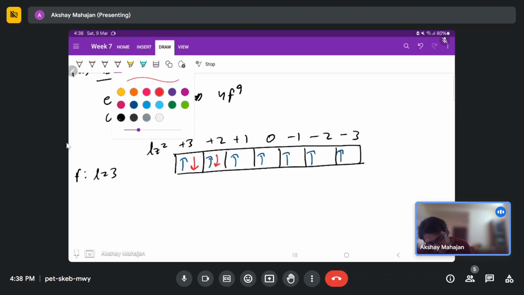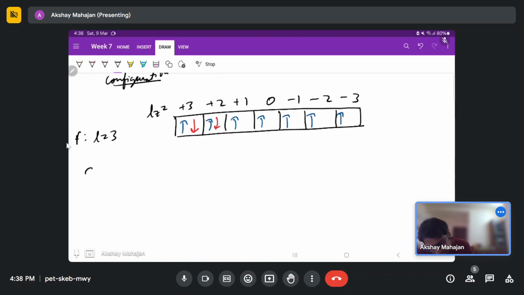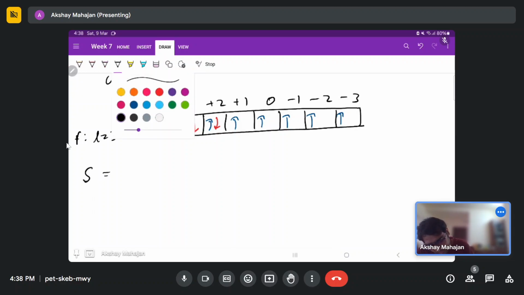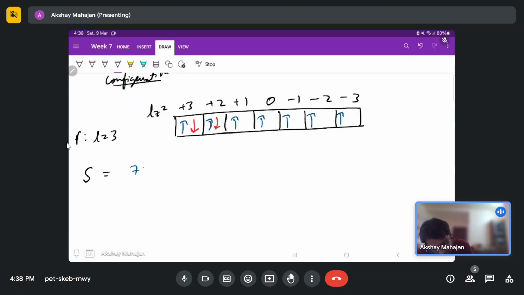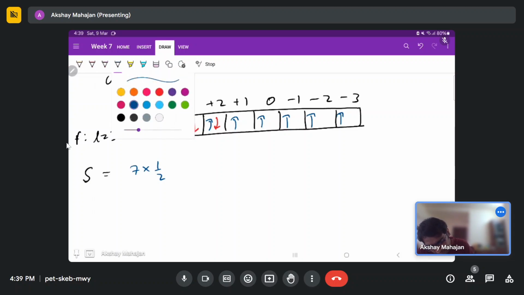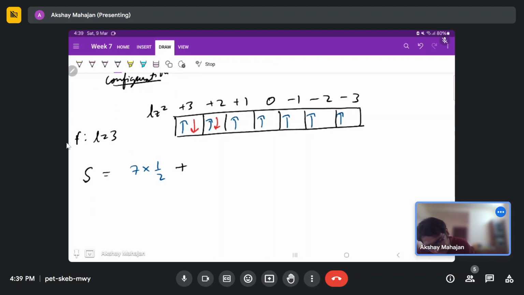Alright, so your S value, S will be equal to this 7 times half plus 2 for spin down, right, so that will be equal to 5 by 2.